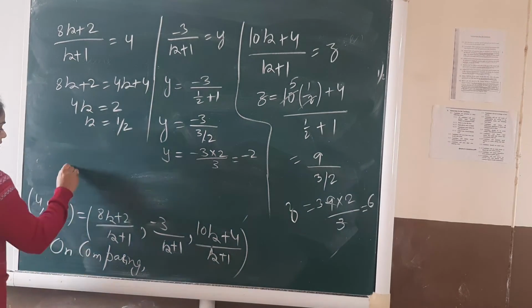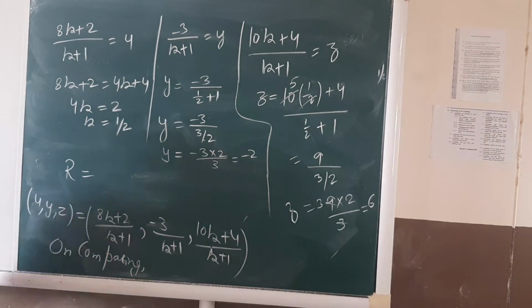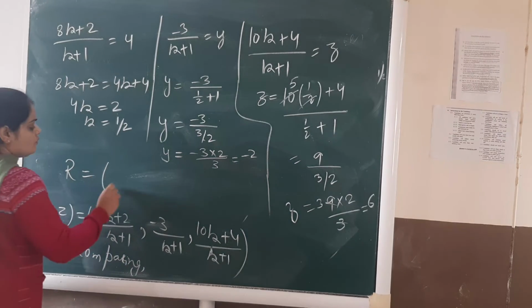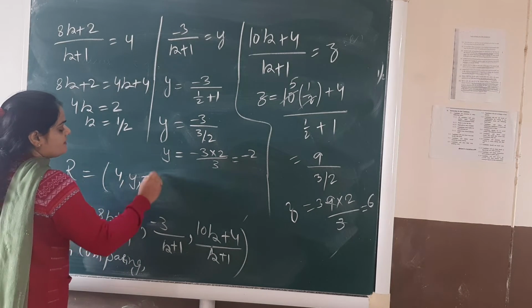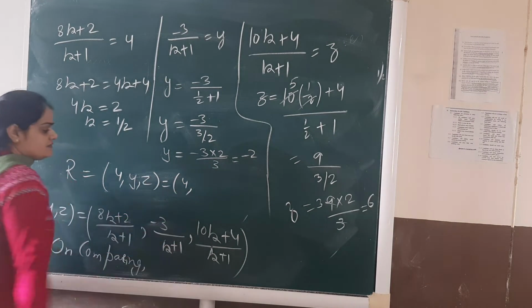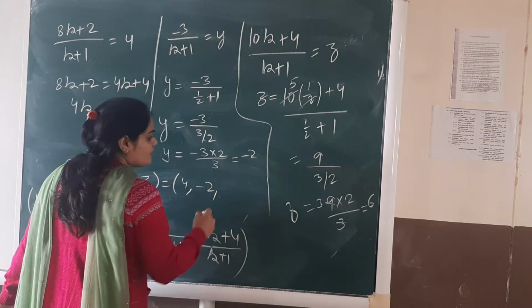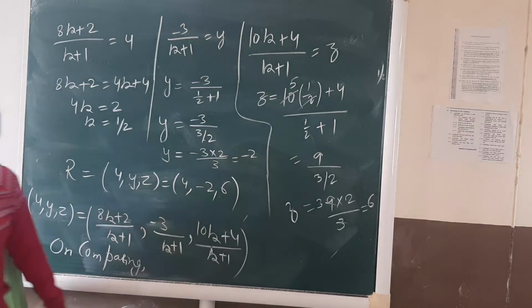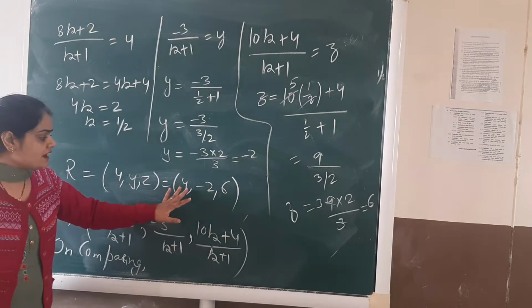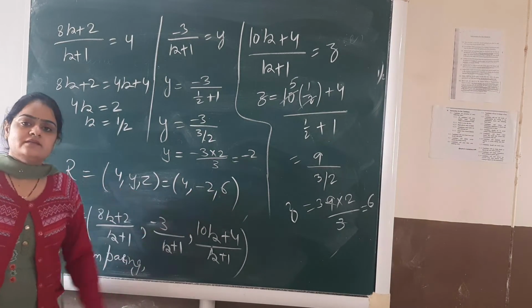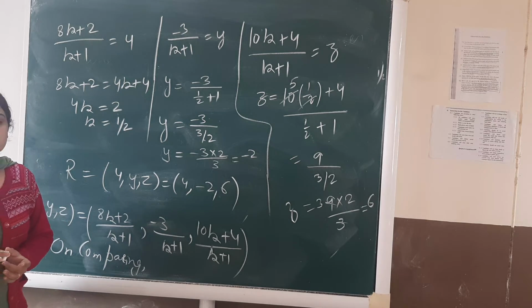So we need to find the point r. So r is equal to 4, y, z. 4 we will write as it is. What is the value of y, which is minus 2, and what is the value of z, which is 6. So the point r is 4, minus 2 and 6. Hope the question is clear.